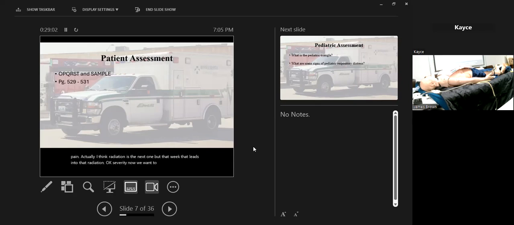1 to 10. Now, what do we normally use the 1 to 10 scale for? Okay. Now you're talking to someone who's having difficulty breathing. How should you ask that question? On a scale of 1 to 10, 10 being you can't breathe, to 1 being you have no problem breathing, how difficult is it?